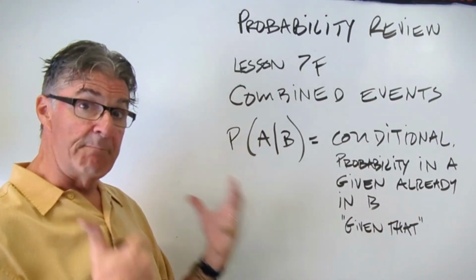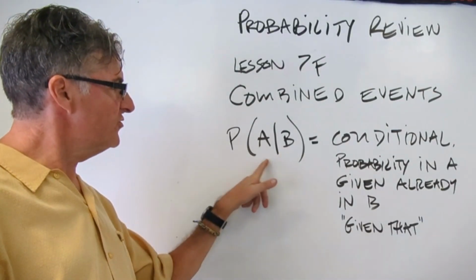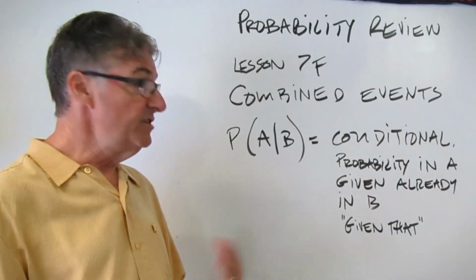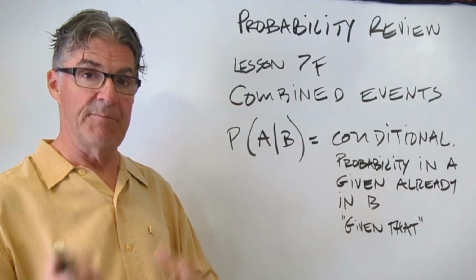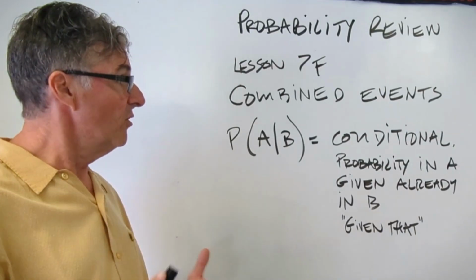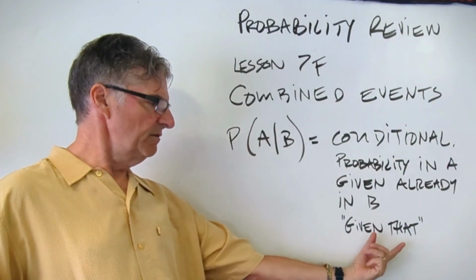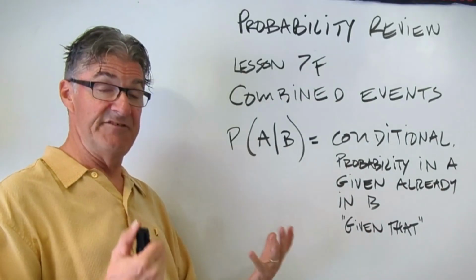So again, we're doing combined events. This one is the most tricky. It comes up later, all throughout chapter 7, and you need to know how to interpret this prompt and then apply the correct formula. So conditional probability: A given already in B, and the English phrase is "given that."